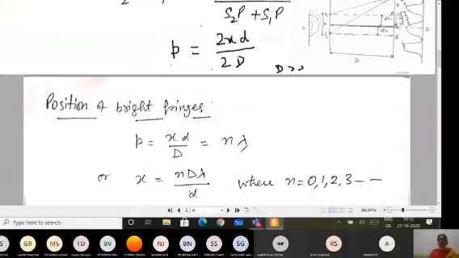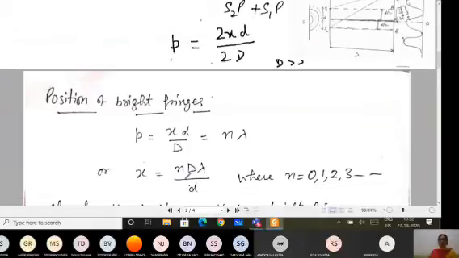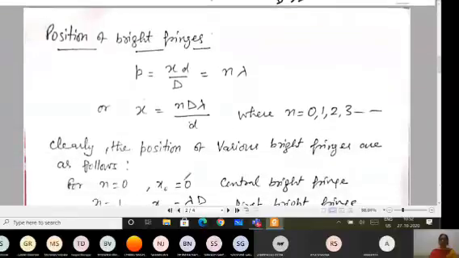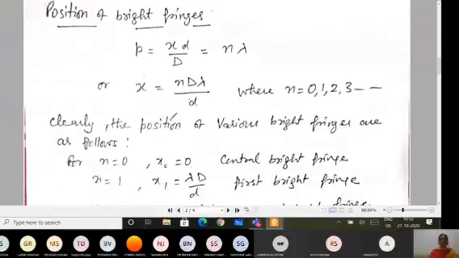So this path difference p should be equal to n lambda, and from here you can get this position x, this distance x, in terms of lambda, that is coming out to be n D lambda upon small d. And of course the values of n can be 0, 1, 2, 3. So for the central bright fringe n equals 0, it means x naught equals 0.